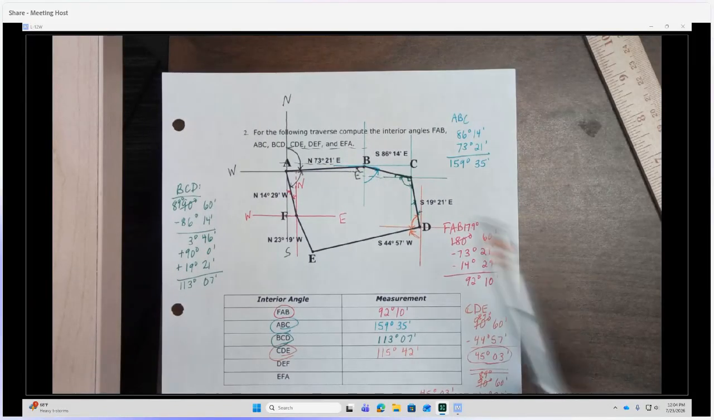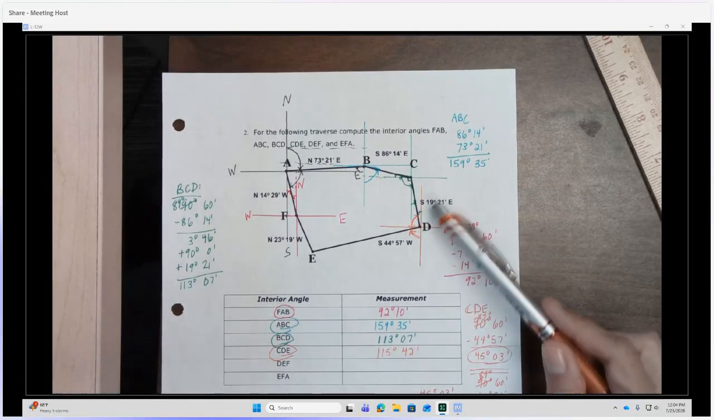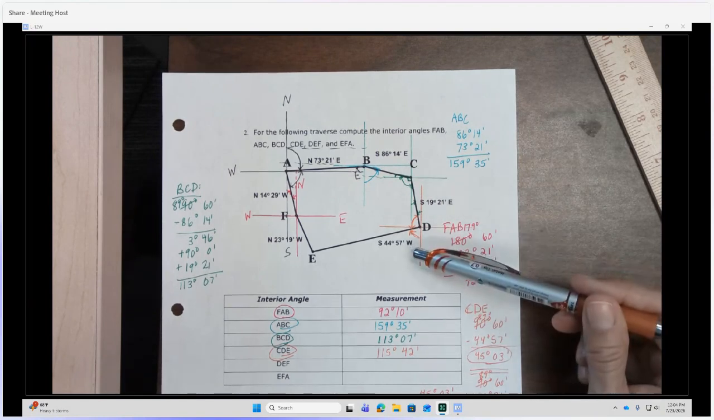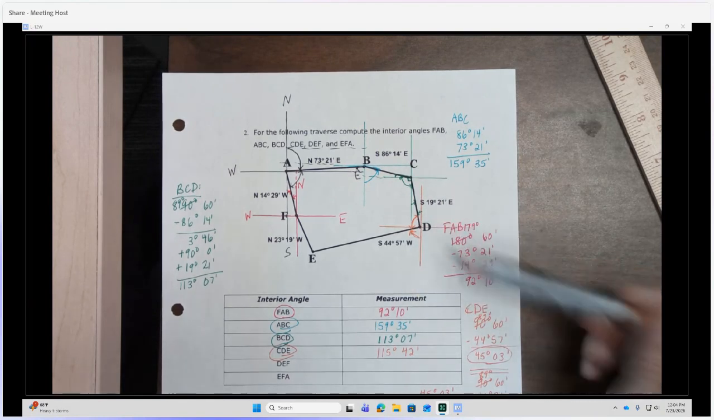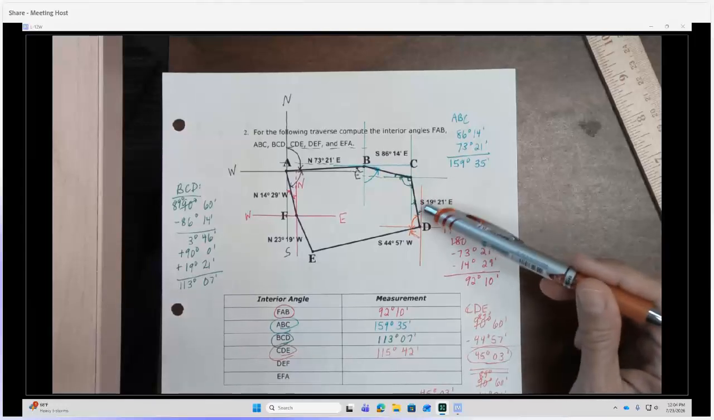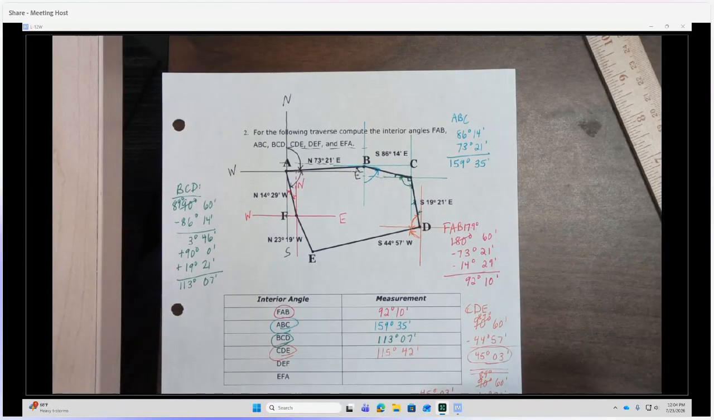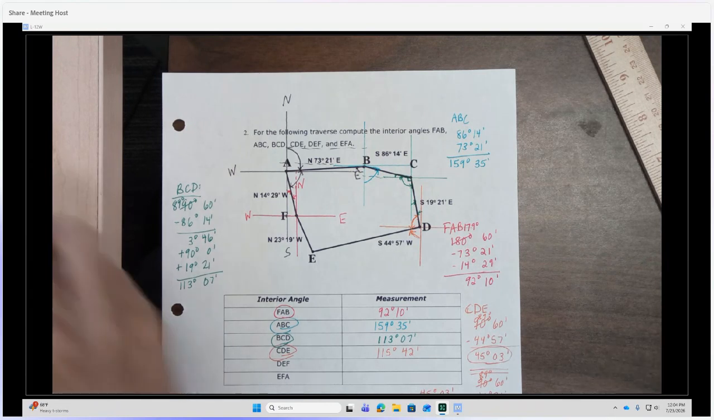All right, a little tricky on that one because neither of those bearings as reported will give you the information you need. You have to find the 90 degrees minus each of them and then add them together. All right, on to angle E.